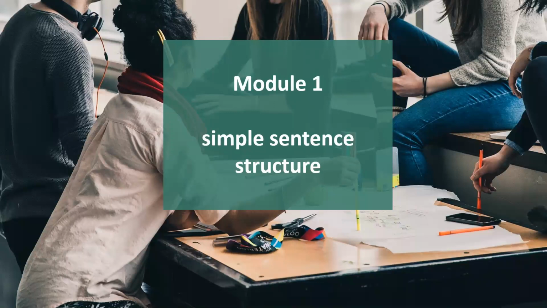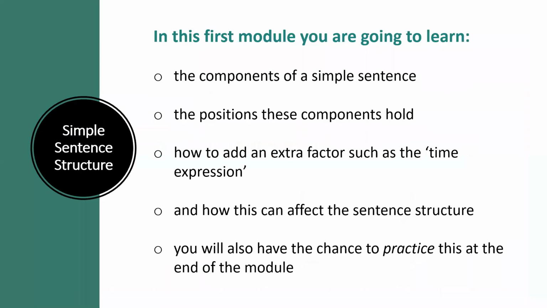Module number 1 is a simple sentence structure, ist die ganz einfache Satzstruktur. So what you're going to be learning in this module are the components of a simple sentence. Das sind die Komponenten eines einfachen Satzes. You will learn the position of these components, also die Position dieser Satzteile.